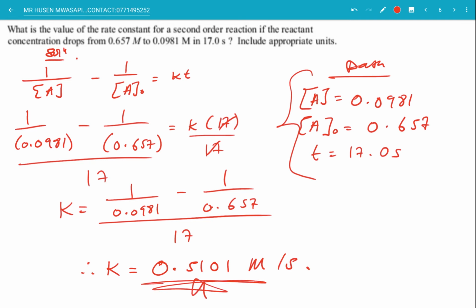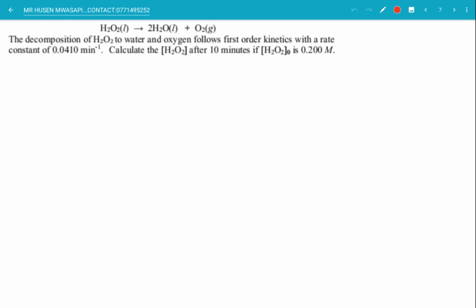And this will be our answer. It's molarity per second because it's in seconds, or it's a second order. So which means that you are, in fact, supposed to have M to the minus 1 times s to the minus 1. And these are the correct units.